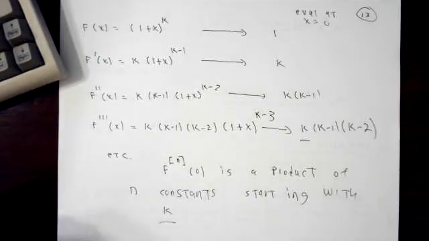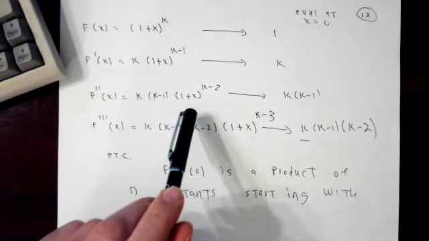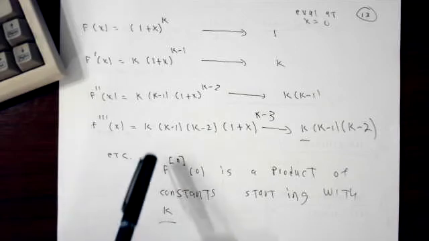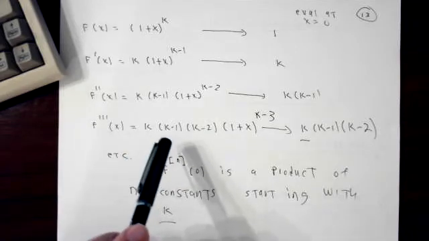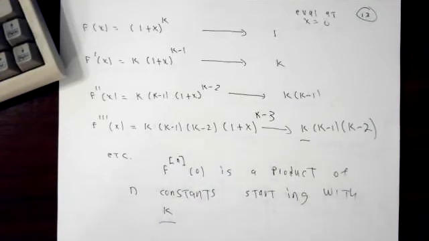The derivative of that is k times 1 plus x to the next lower power times the derivative of 1 plus x, which is 1, so I'm not going to bother writing the 1 down. The second derivative is k times k minus 1 times 1 plus x to the k minus 2 power. The third derivative is k times k minus 1 times k minus 2 times 1 plus x to the k minus 3 power. This is going to be enough to show me what the pattern is.